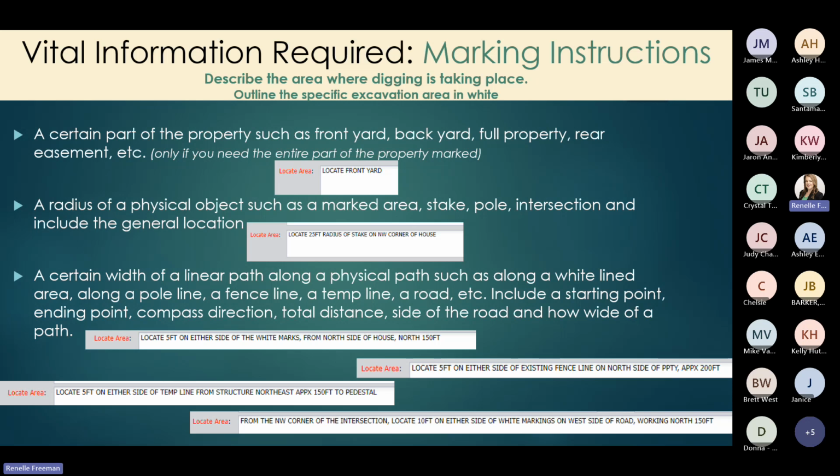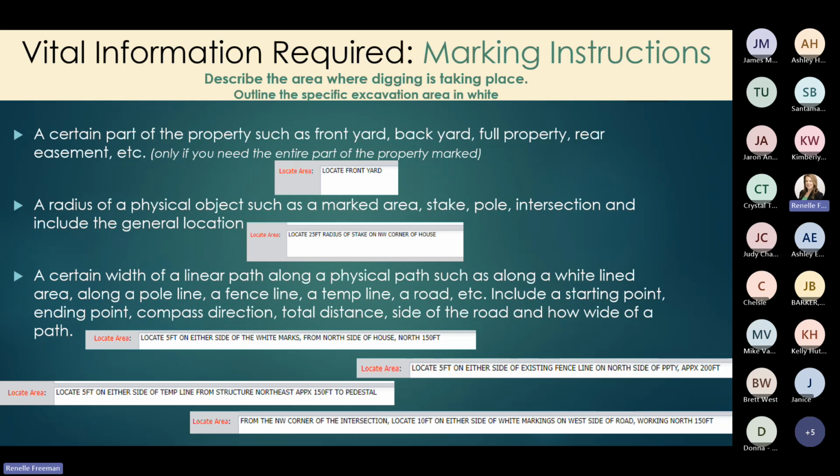And so some of the examples that I have here is locate 5 feet on either side of the white marks from the north side of the house, working north 150 feet. So again, we're providing how wide of a path we need along those white marks. Our starting point's the north side of the house, we're working north and we're going 150 feet.